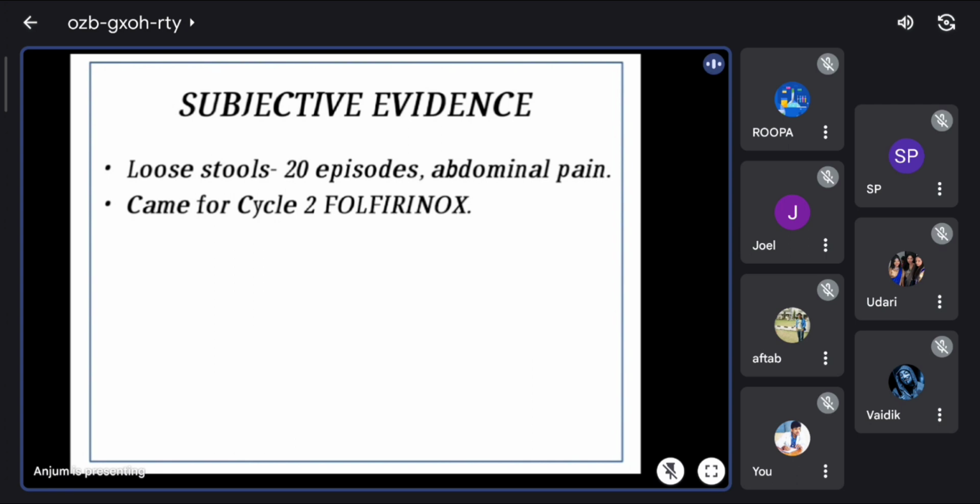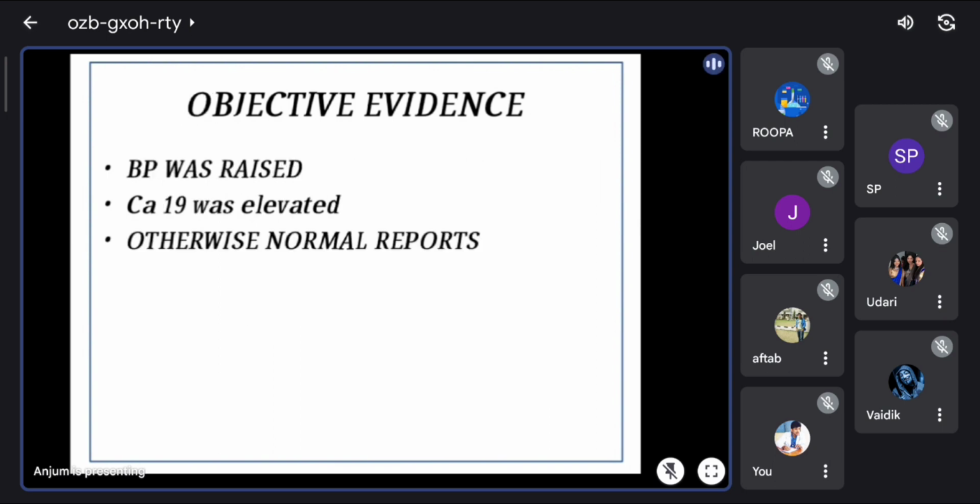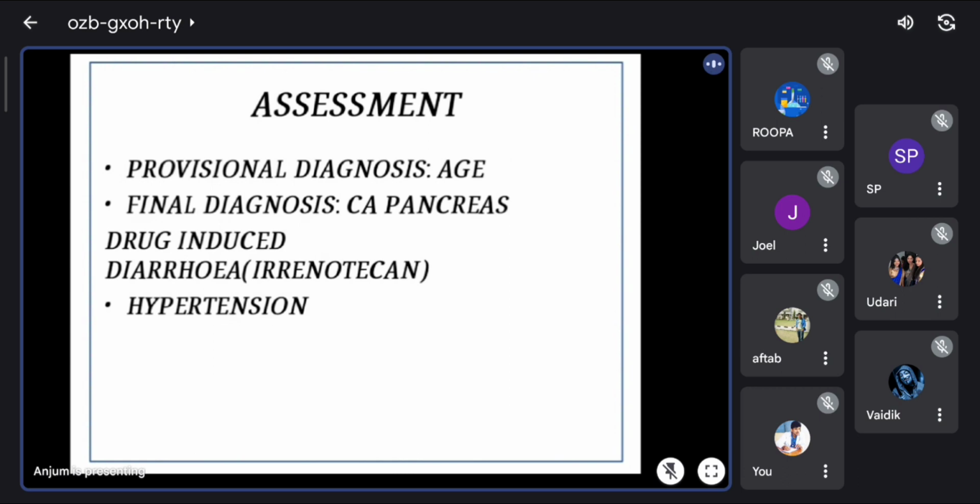The patient had 20 episodes of loose stools and abdominal pain, but right now he came for cycle 2 Folfirinox. So objective evidence was BP was raised, CA19-9 was elevated, other things were normal. Provisionally we thought that it could be due to AGE, acute gastroenteritis. But finally we came to know that as the patient took chemotherapy for cycle 1, he could not tolerate the dose.